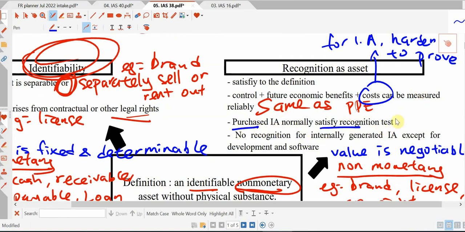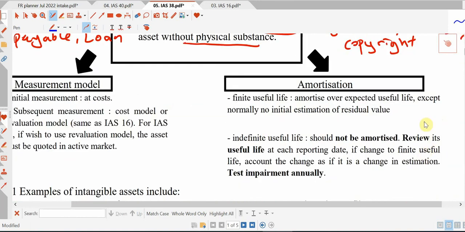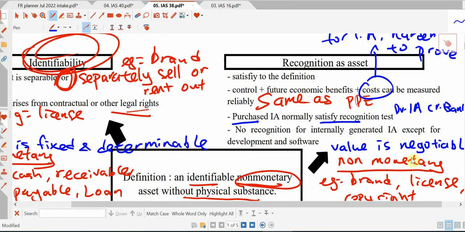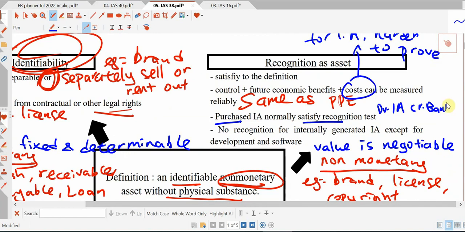Credit bank, debit intangible asset. If you buy anything, because the value is there, right? For internal, cannot. You internally generating a brand, cannot. You internally generating goodwill, also cannot.